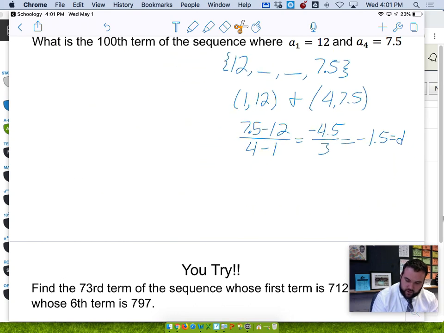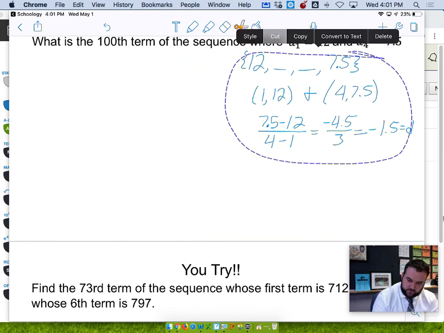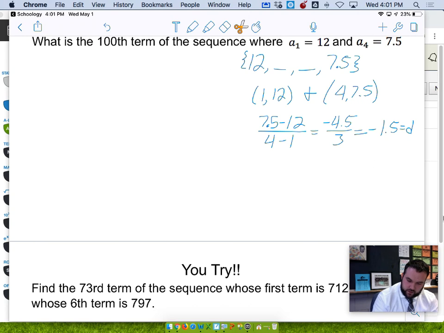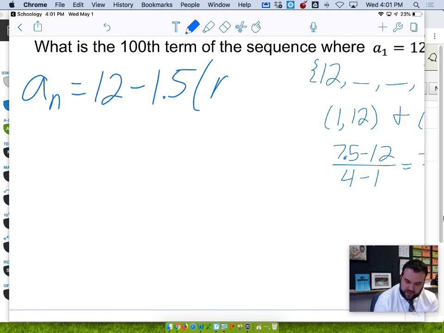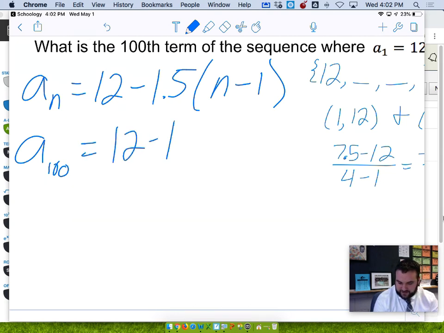I'm going to write that explicit formula using what I now know. I know that I started at 12. So to find any term, I'm going to start at 12 and subtract 1.5 n minus 1 times. In this case, I'm finding the 100th term, so I'm going to subtract 1.5 99 times.